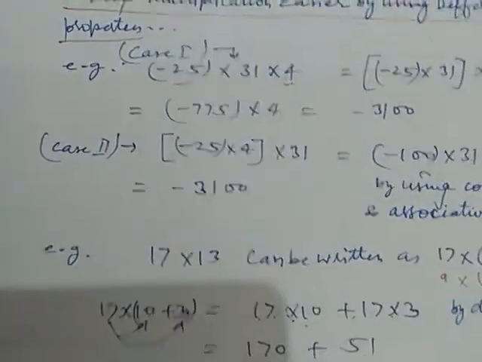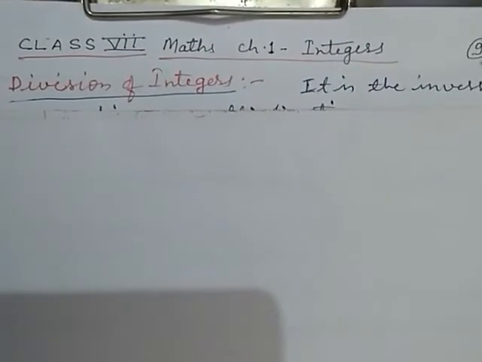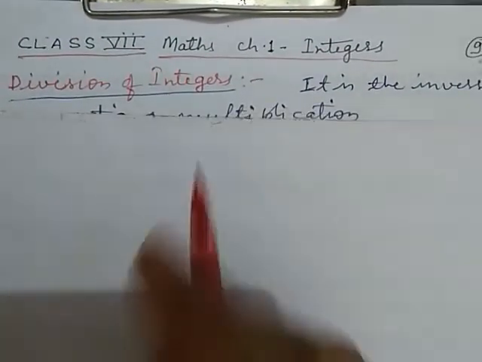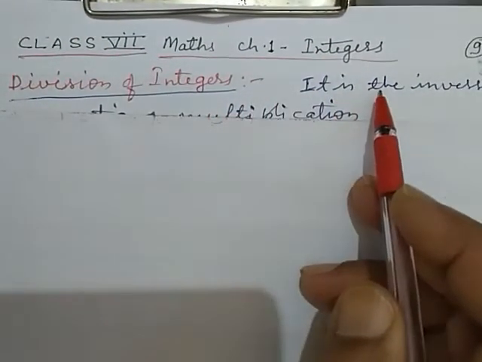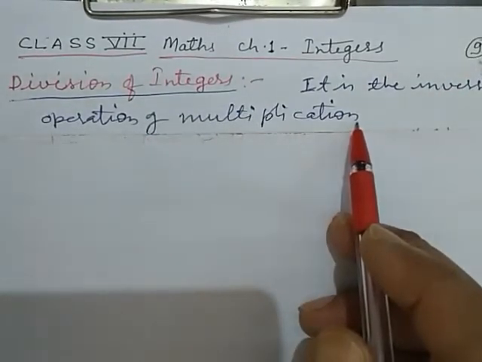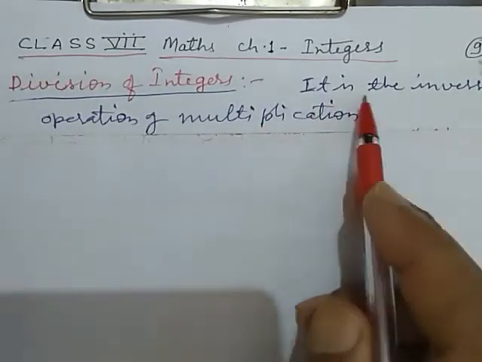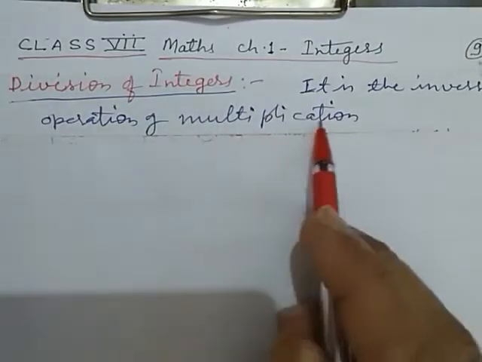Now we take more examples. Division of integers. It is the inverse operation of multiplication. Okay. In division, first we invert the number, then we multiply. So it is the inverse operation of multiplication.